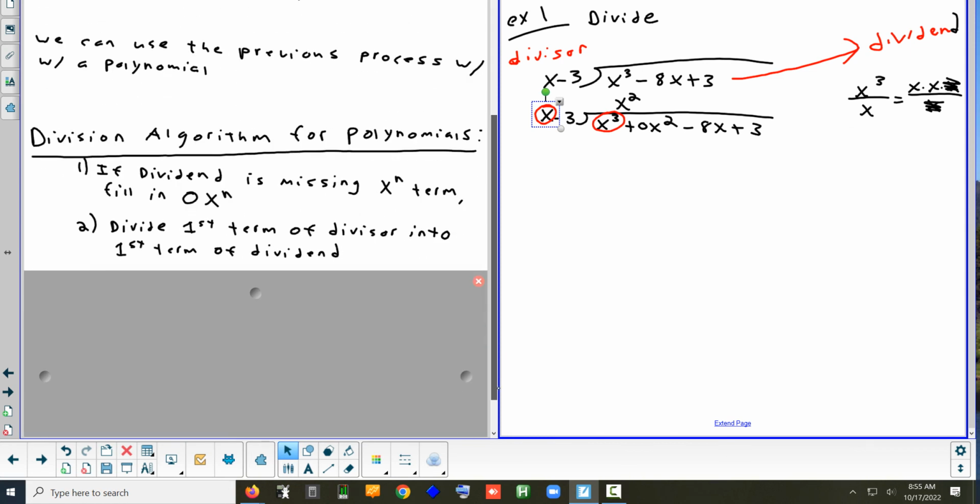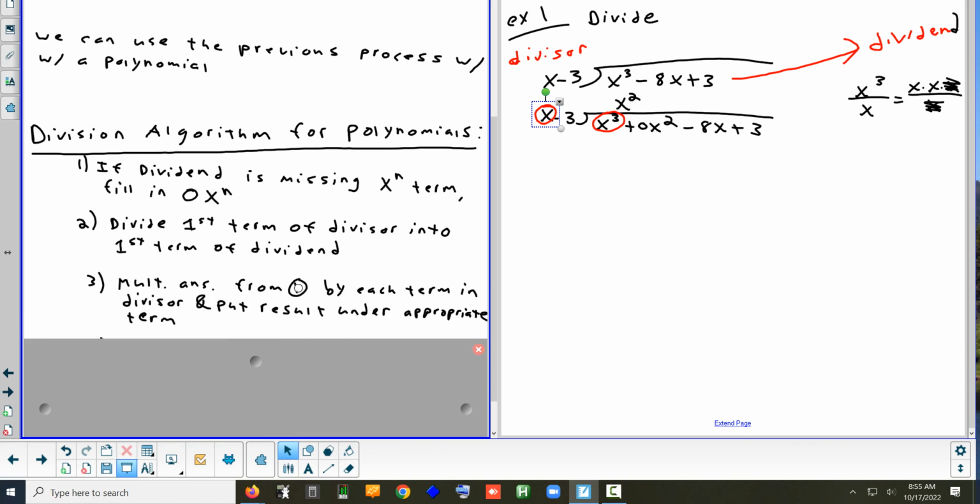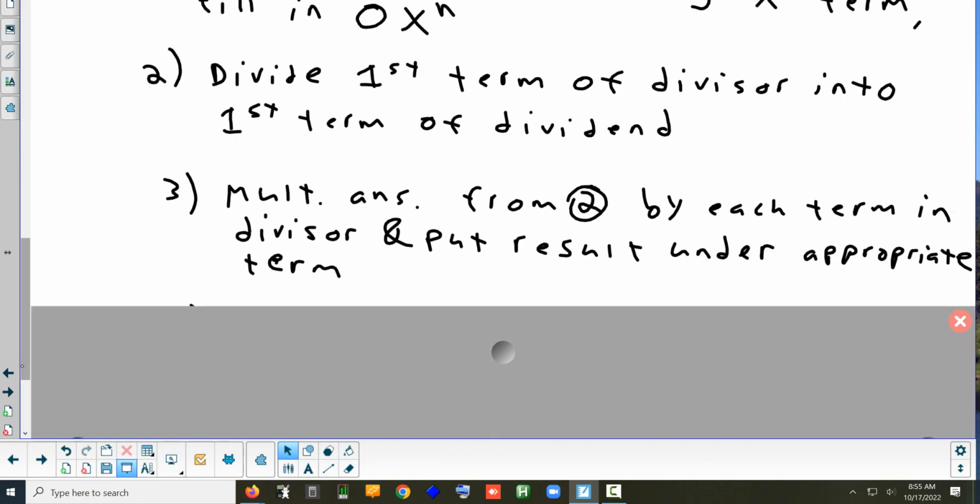So we divide. If you remember from elementary school, a lot of times they use DMS as the acronym. What you do here, you divide, multiply, subtract, and then bring down. We're going to do those exact same steps. This was the divide step. Now step 3 is the multiply step. So we're going to take our answer from step 2, and we're going to multiply it by each term in the divisor. So think of step 3 as like a distributive problem. That's what step 3 is.